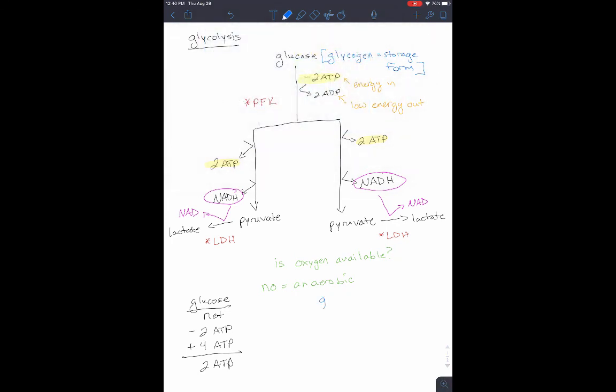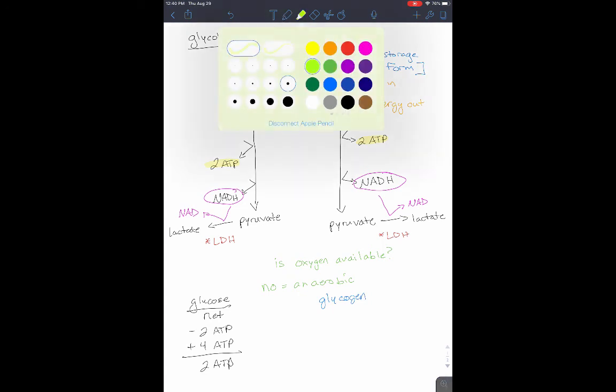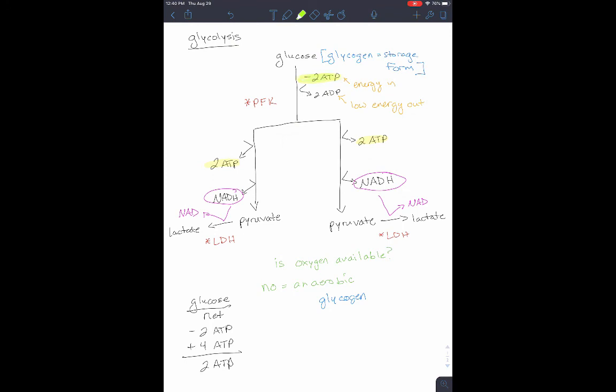Now we could have also started with glycogen, our storage form of glucose that's already packaged nicely for metabolism. And if we start with a glycogen molecule, then we don't put 2 ATP in at the very beginning. We only have to put in 1 ATP at the beginning. So that means our net ATP is going to be minus 1 ATP plus 4 ATP, which is going to give us 3 ATP.